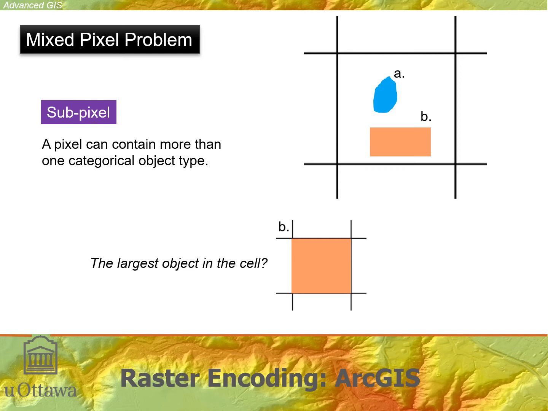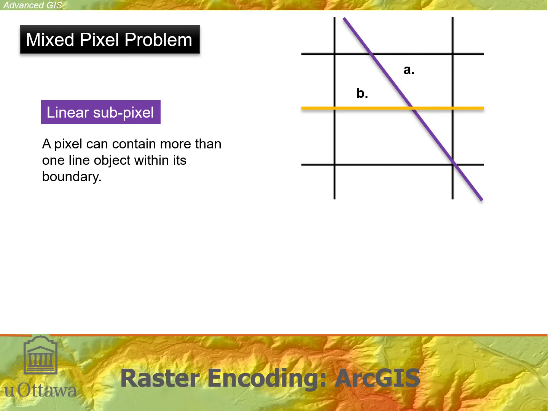By default, again, the centroid method is used, but it's not necessarily going to be the best method for representing things according to how much of that thing is within a cell. The second part of the mixed pixel problem is the linear subpixel problem.